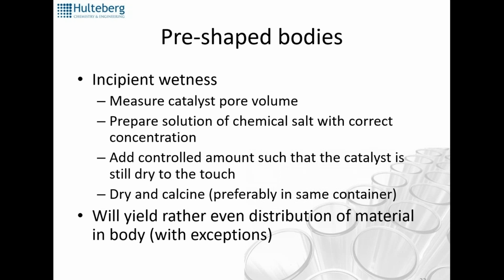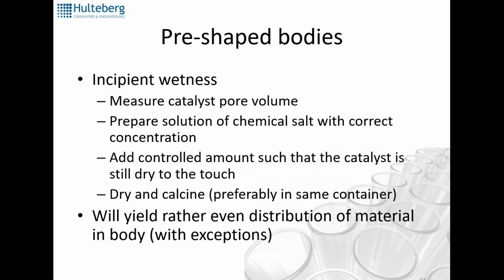And you can do either incipient wetness, which is a rather straightforward method where you basically measure the catalyst pore volume. You prepare a solution of the chemical salt. Say you want to add platinum to the catalyst. You know the catalyst pore volume, you know that you have 1 kilogram of catalyst, and that has a certain porosity, and it can suck up a certain amount of water, and you want 5% of platinum. Then you prepare a mixture which contains 5% equivalent with the water that is suitable for the pore volume.